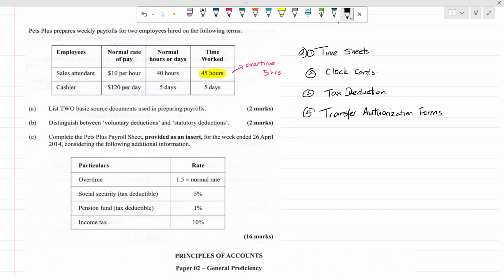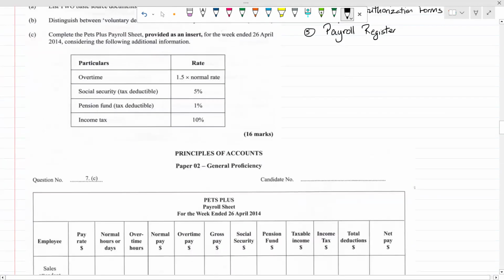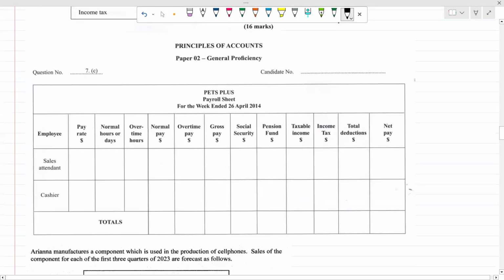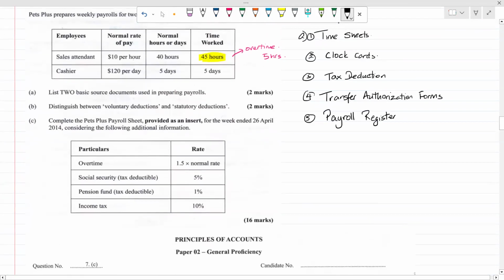So these are 4. Could even add another one. Sometimes there's a payroll register as well, for the cashier, daily paid and monthly paid people, which basically is going to look something similar to what we have to do here, a payroll sheet. Payroll register, payroll sheet. The first 4 are some commonly found documents for preparing payrolls.